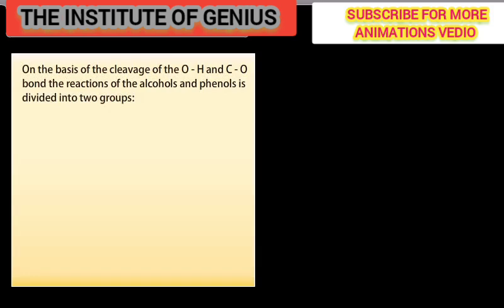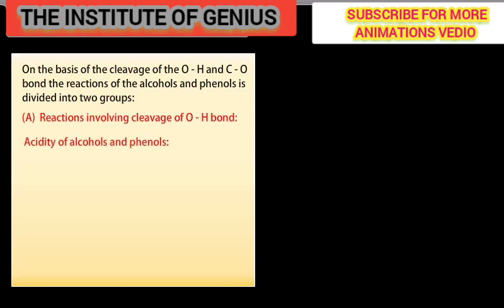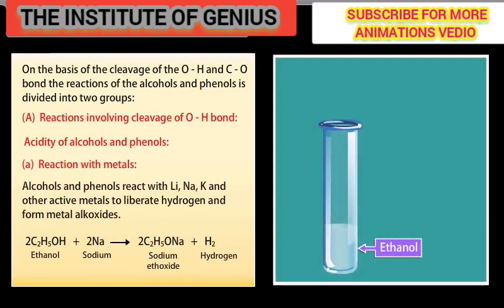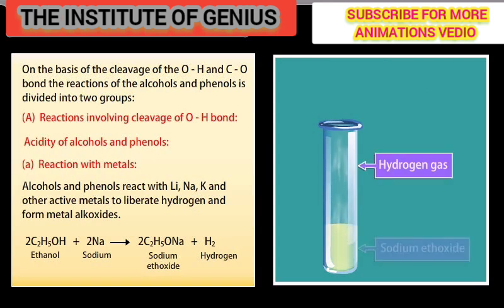On the basis of the cleavage of the OH and CO bond, the reactions of the alcohols and phenols are divided into two groups. Reactions involving cleavage of OH bond: acidity of alcohols and phenols. Reaction with metals. Alcohols and phenols react with lithium, sodium, potassium and other active metals to liberate hydrogen and form metal alkoxides.